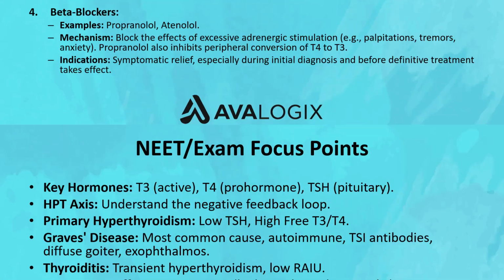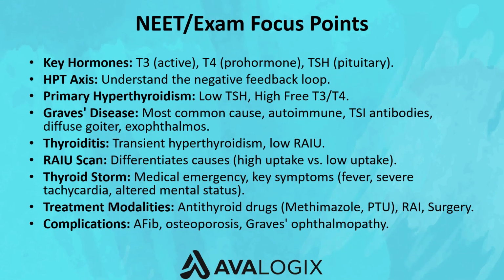For those preparing for NEET or other competitive exams, here are some high-yield points to remember. The active hormone is T3, while T4 is the prohormone. Know the hypothalamic-pituitary-thyroid axis and how negative feedback works. In primary hyperthyroidism, you'll see low TSH and high free T3/T4. Graves' disease is the most common cause. It's autoimmune, involves TSI antibodies, and presents with diffuse goiter and exophthalmos.